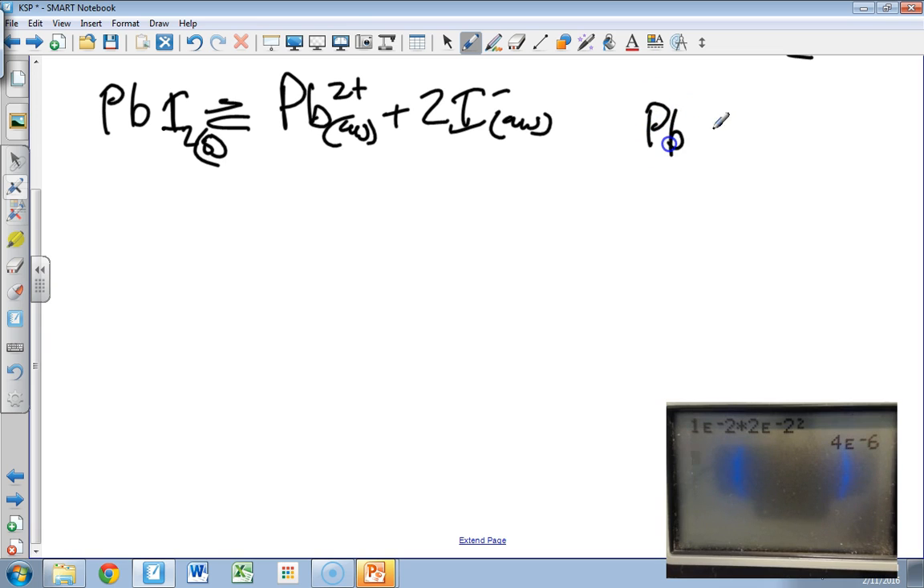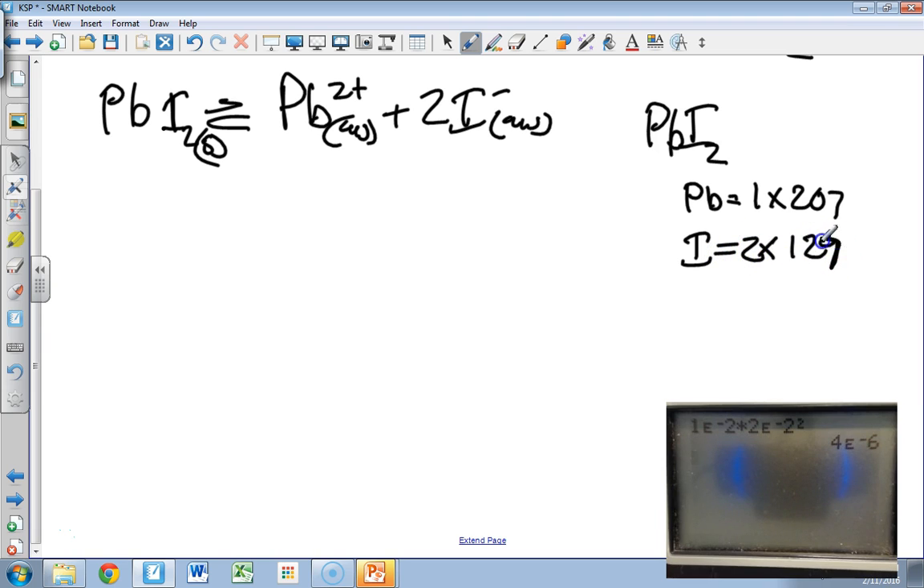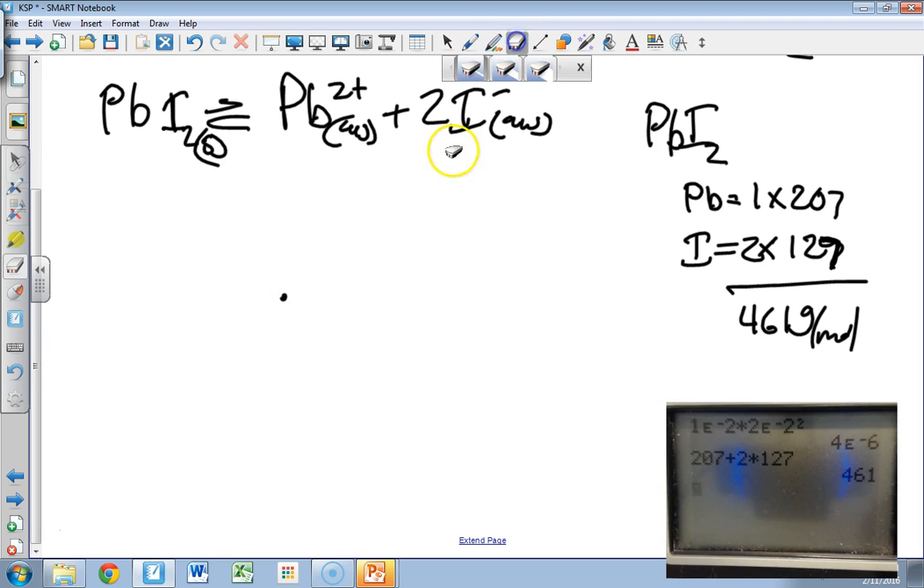So lead iodide. There's how many leads in this? Pb equals 1 times 207. And then iodine, there's 2 times 127. So now we go 207 plus 2 times 127. Those masses are right off the periodic table. So the mass is 461 grams per mole. Okay, so now how many grams do we have? We have 0.054. So I'm sorry, 0.54, not 0.054.